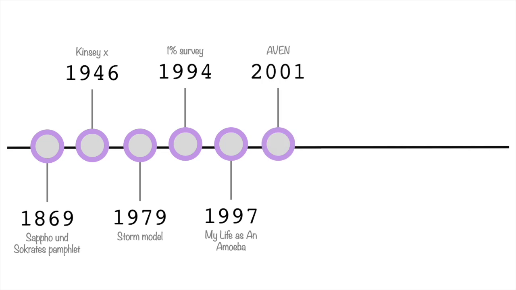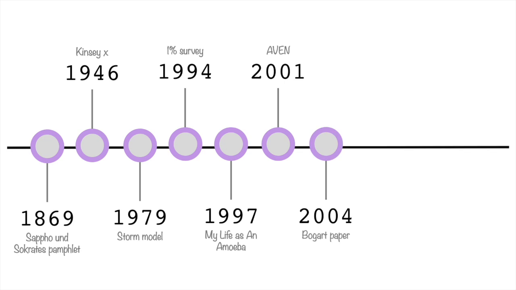In 2001, the website AVEN was founded by David J. AVEN stands for Asexual Visibility and Education Network, and to this day it's probably one of the biggest resources for asexuality and one of the first places people turn when they realise they might be asexual.